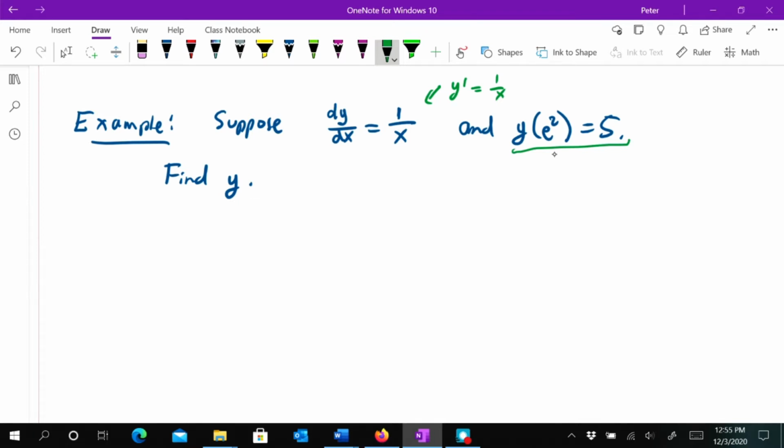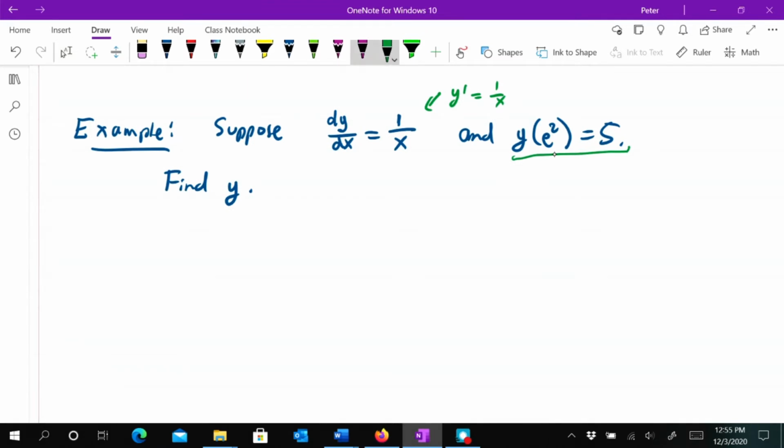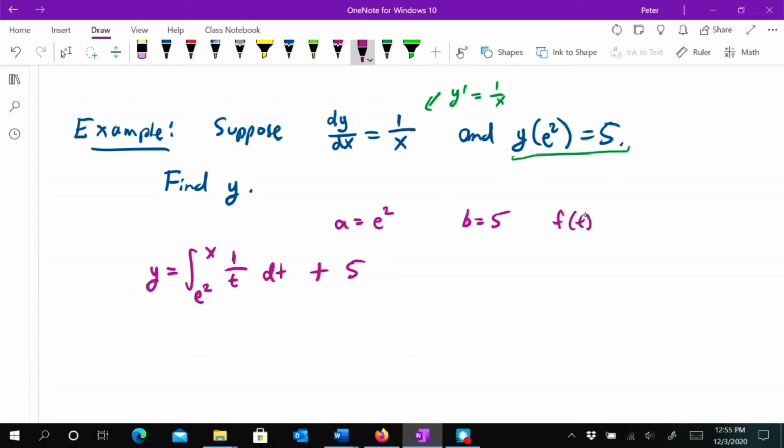So let's find y. Using this formula, what we can see is that a is equal to e squared and b is equal to 5. Therefore, the answer is going to be y equals the integral from e squared to x of 1 over t dt plus 5. Of course f of t is going to be 1 over t, because f of x is 1 over x in this example.